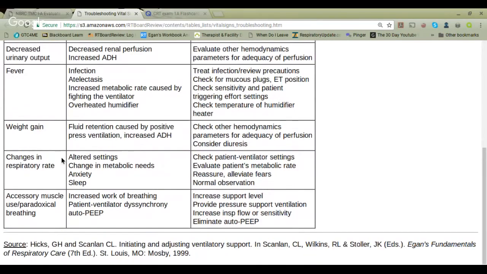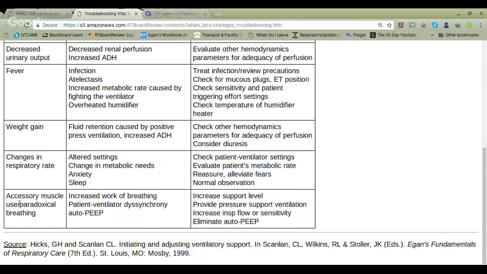Changes in respiratory rate. Altered settings, change in metabolic needs, anxiety, sleep. Things you can do, you can check the ventilator setting, evaluate patient's temperature, alleviate fears, normal observation.